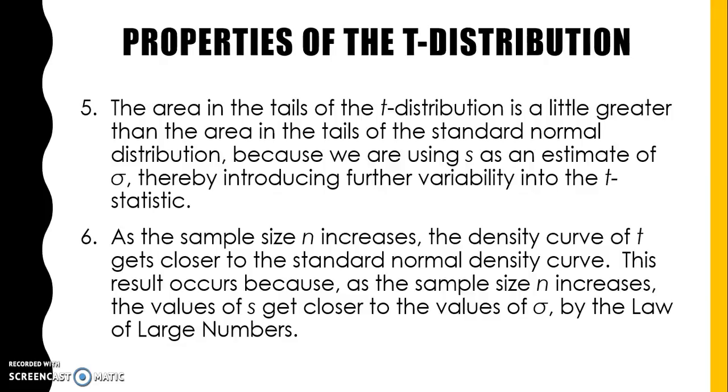The area in the tails of the t-distribution is a little bit greater than the area in the tails of the standard normal distribution because we're using the sample standard deviation as an estimate of the population standard deviation, which is introducing further variability into our t-statistic. As the sample size increases, the density curve of t gets closer to the standard normal density curve. So again, the idea of the law of large numbers comes in.